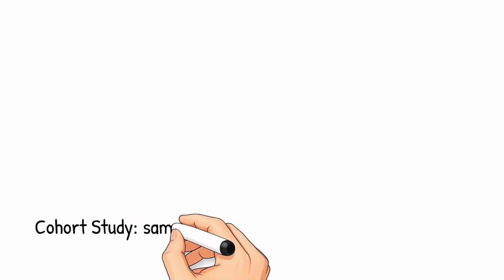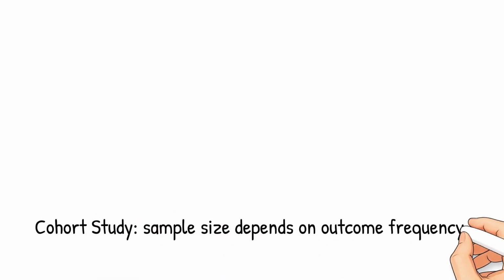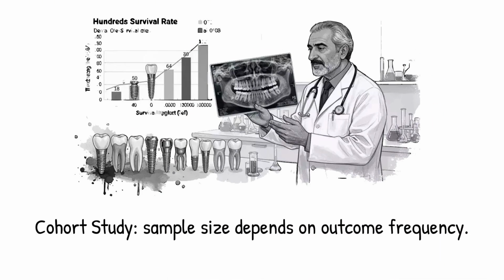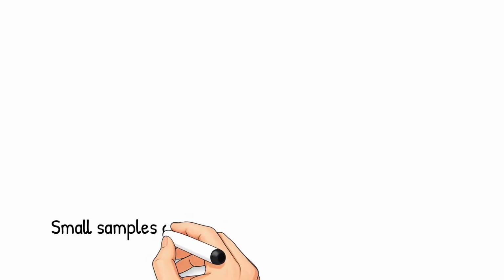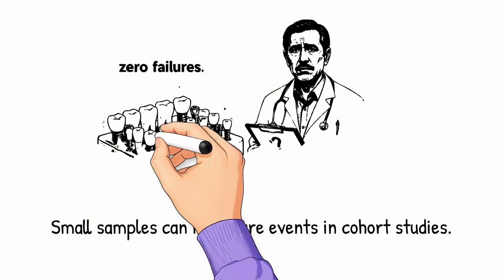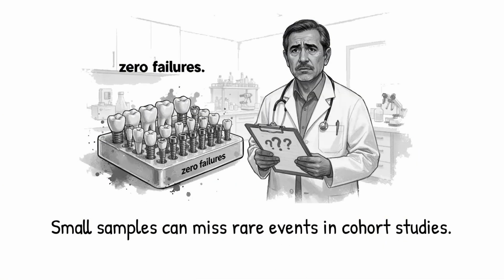For a cohort study, the number depends on how common the outcome is. If you're tracking implant survival and failure rates are around 2%, you need hundreds of implants to see enough failures to analyze meaningfully. A cohort of 50 implants with 0 failures doesn't tell you the failure rate is 0. It may simply mean the sample was too small to find failures reliably.